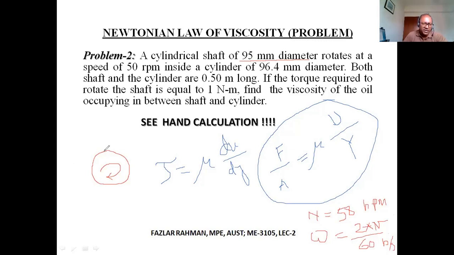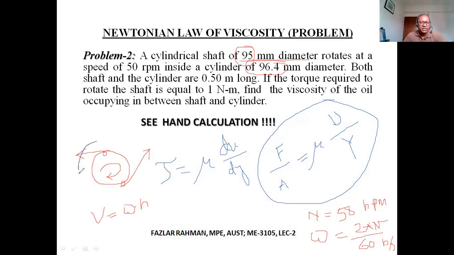So if I think of a point on a shaft, what will be its linear speed? Anyone? What will be the linear speed, tangential speed? Equal to omega r. Good. V equal to omega r. You see, so easily you can figure out this U. Okay, so it's saying this shaft is rotating inside a cylinder of 96.4 millimeter diameter. You see, shaft diameter is 95, but the cylinder diameter is 96.4. That means it is bigger than the shaft, right?